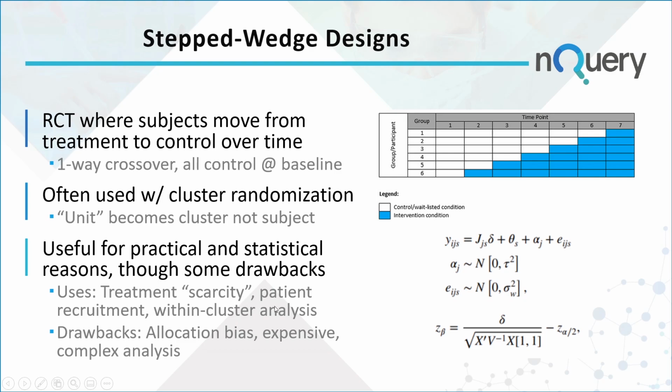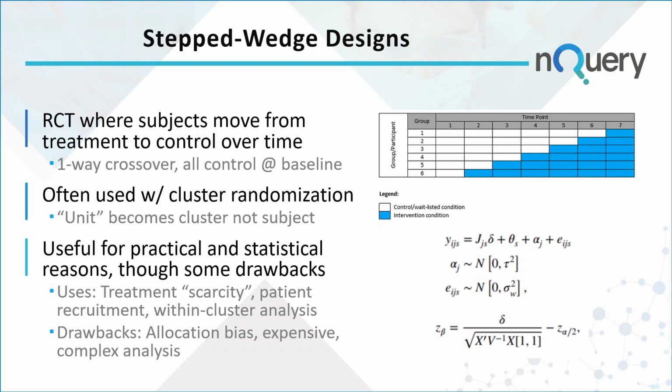Similar to a crossover trial, you now have an estimate where you can compare a cluster, how it was doing before the intervention and after the intervention directly. So you're getting the within-cluster analysis as well as the between-group analysis, which is nice. But obviously there are some issues here: the allocation bias, the expense, and the complex analysis all may mean that this is not viable for your particular study.